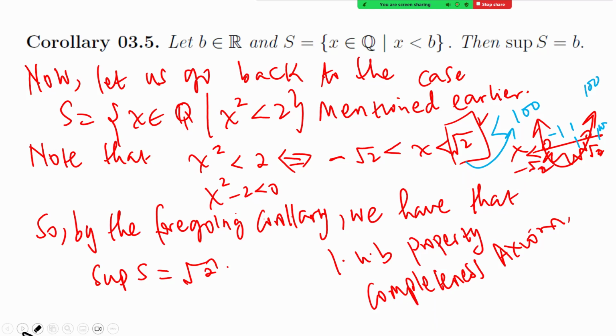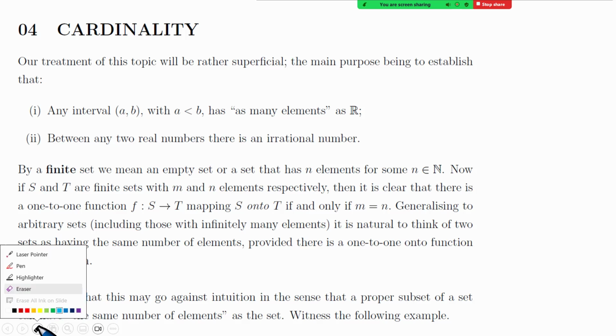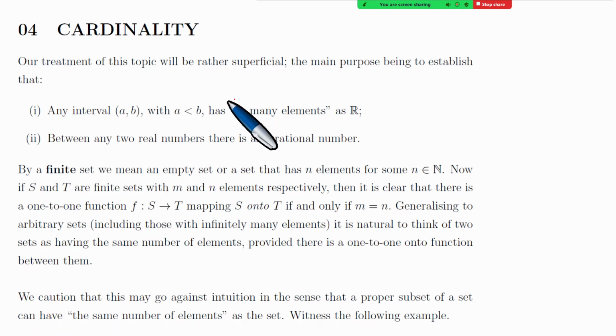We define next cardinality. Cardinality is very important, and most of the time it's assessed in the exams. Our treatment of this topic will be rather superficial, the main purpose being to establish that any interval from A to B with A less than B has as many elements as R. Between any two real numbers, there is a rational number. We have already established that.